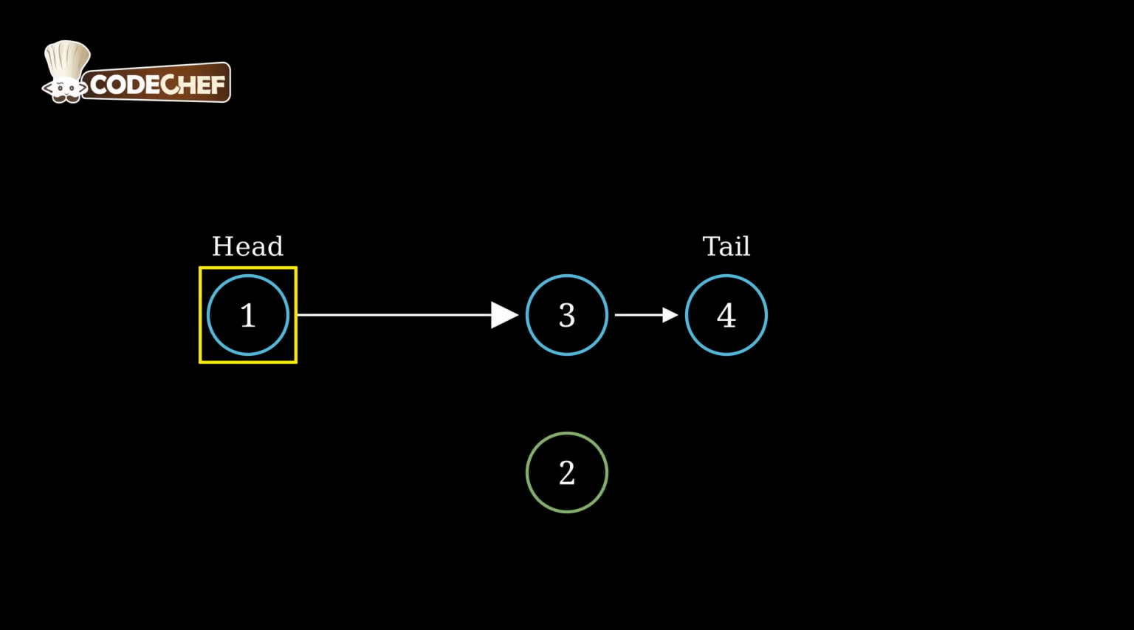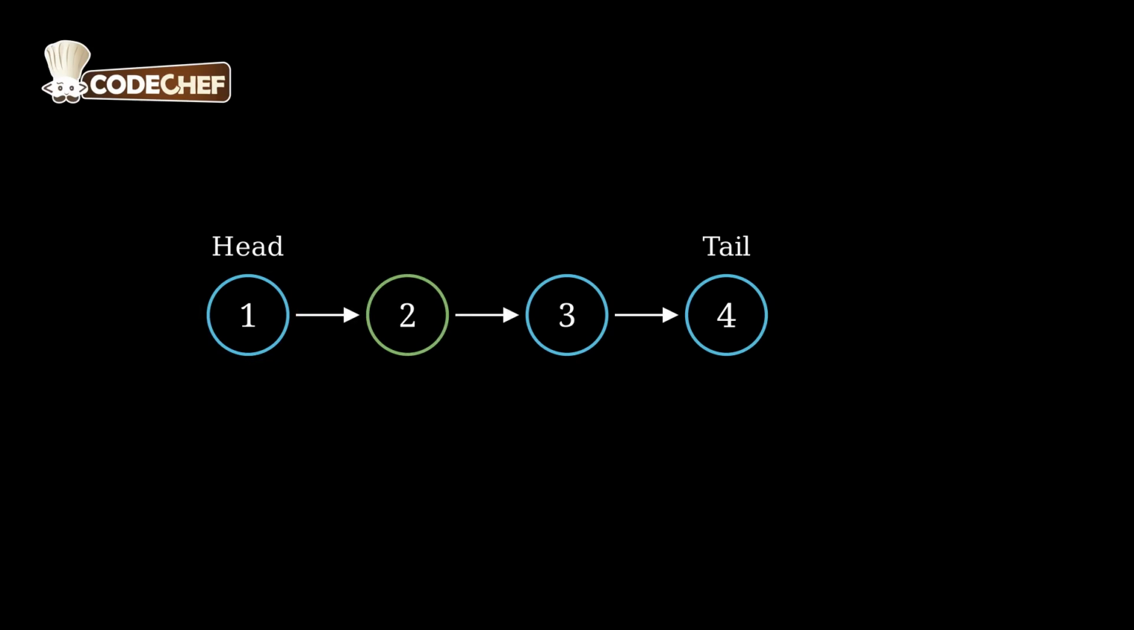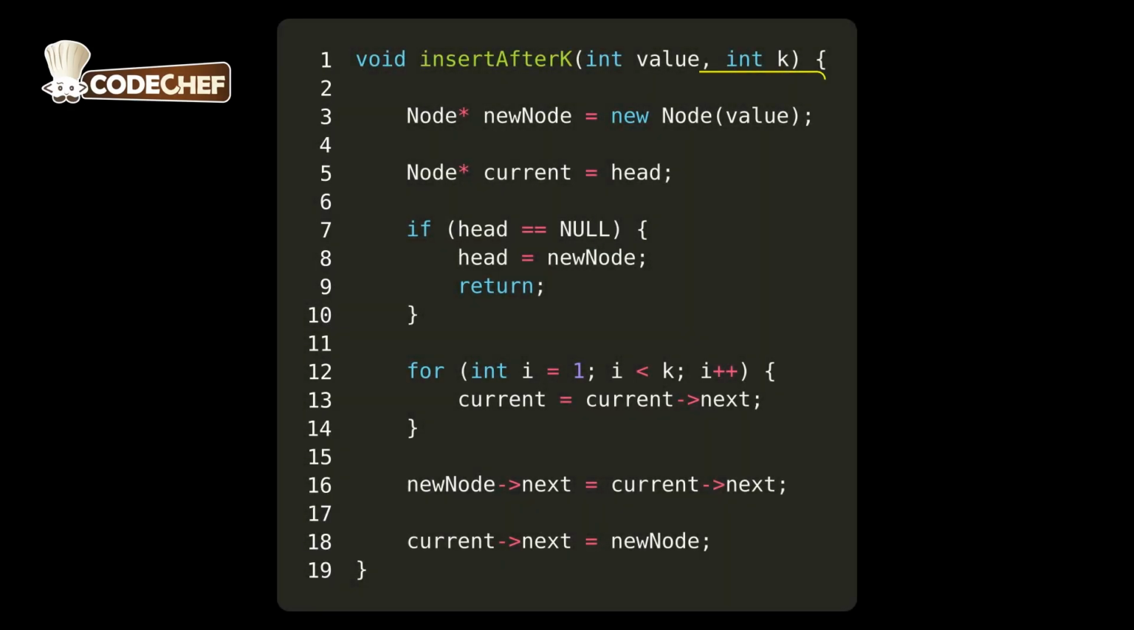Next, we create a new node with value 2 and adjust the pointers. Now node 1 points to 2, and node 2 points to 3. The insertion is complete. The updated linked list is 1, 2, 3, 4. Now let's look at the code that performs this insertion.